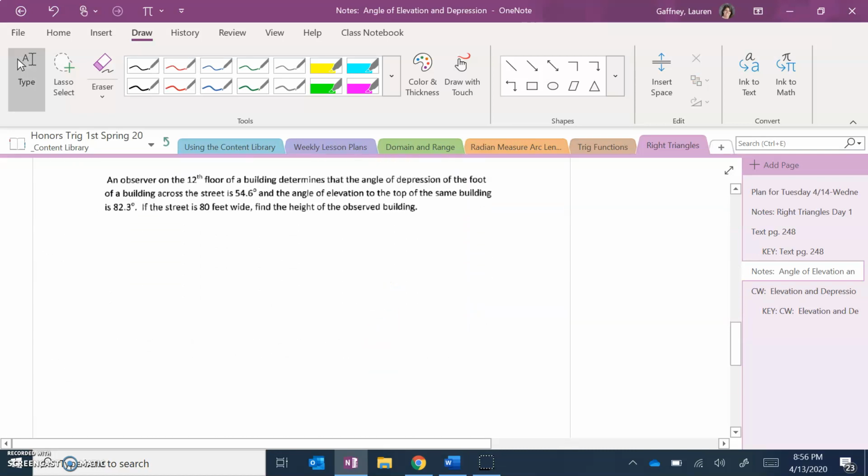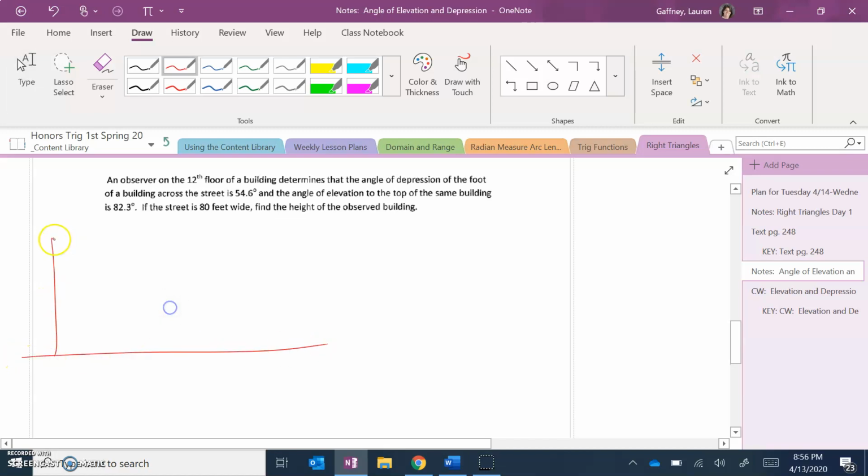An observer on the 12th floor of a building determines that the angle of depression of the foot of a building across the street is 54.6 degrees. The angle of elevation to the top of the same building is 82.3 degrees. If the street is 80 feet wide, find the height of the observed building. So this is a little harder than what you're used to seeing.